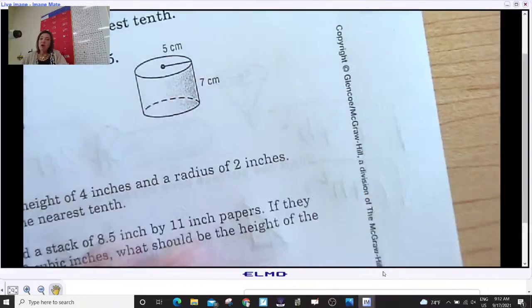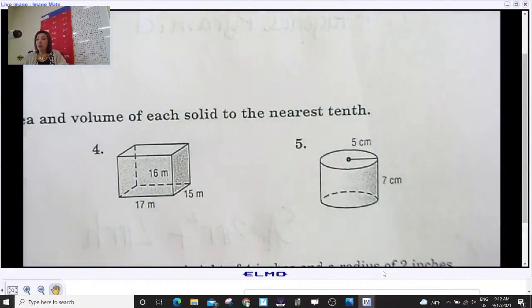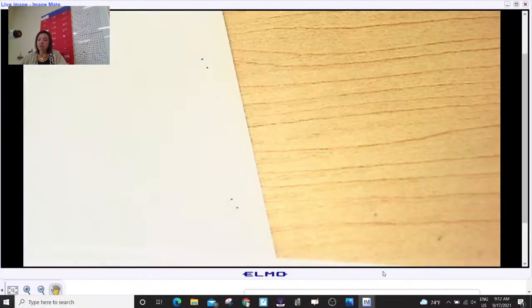Y'all know how to plug things in a calculator, okay? Okay, so let's look at the back real quick. This is going to be your assignment. Your interactive worksheet should be on Google Classroom. I put it on there last hour. So it should be on there.